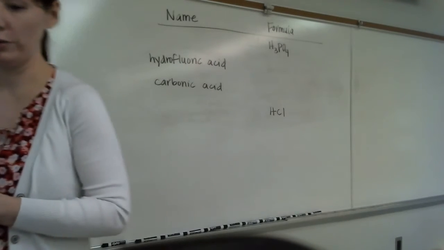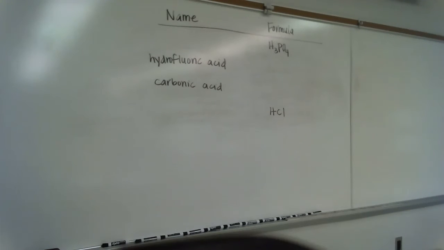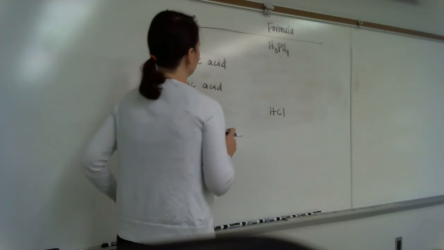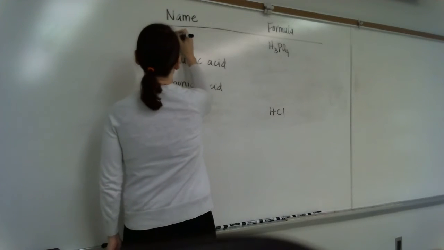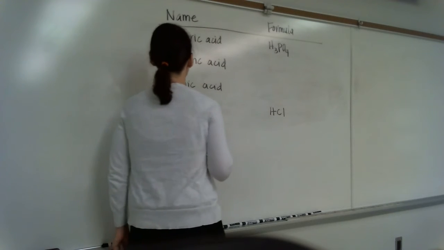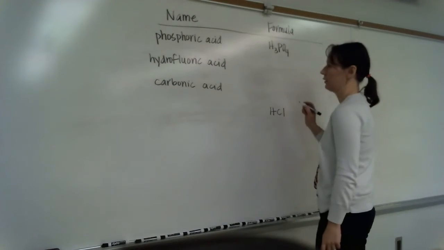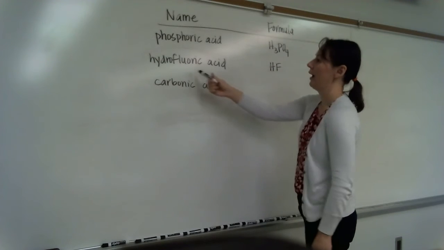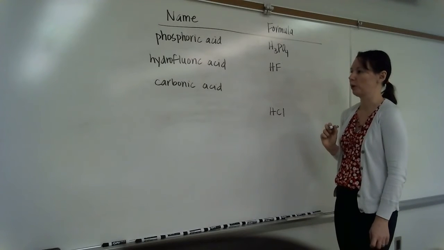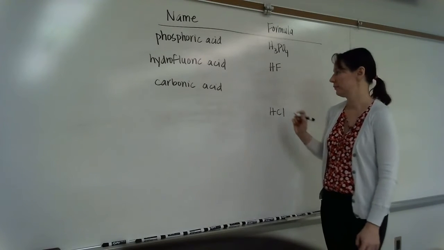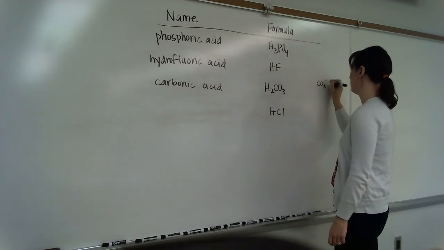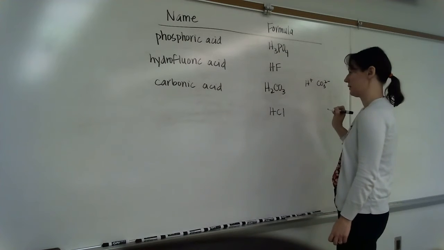Pause it, let you try those. All right, let's go over these. What's the name of H3PO4? Phosphoric acid, right? Because that comes from phosphate ion. What's the formula for hydrofluoric acid? HF. That's hydrogen ion and fluoride ion, 1-to-1 ratio. What's the formula for carbonic acid? All right, H2CO3. Because carbonate is CO3 2 minus, hydrogen ion is H plus.